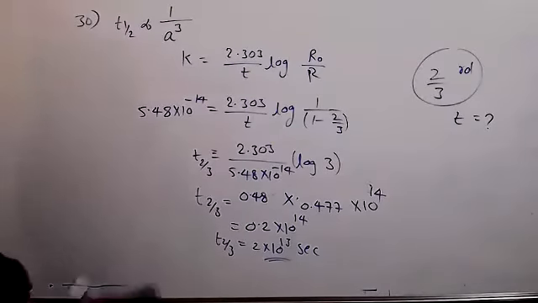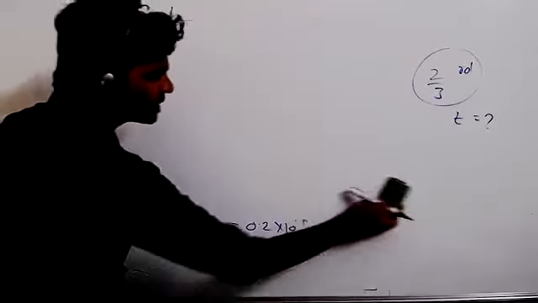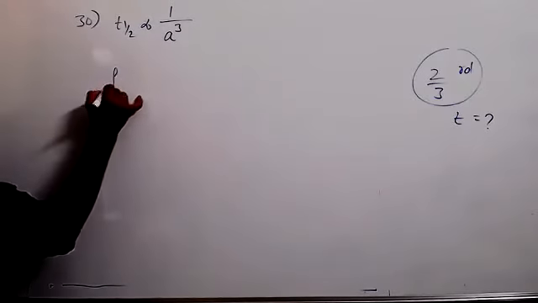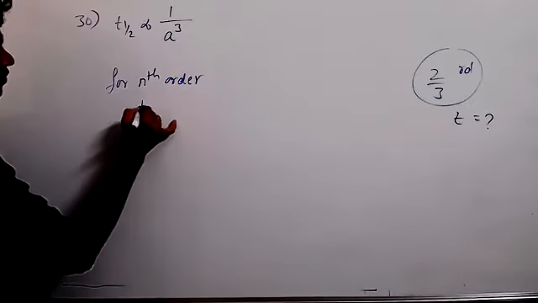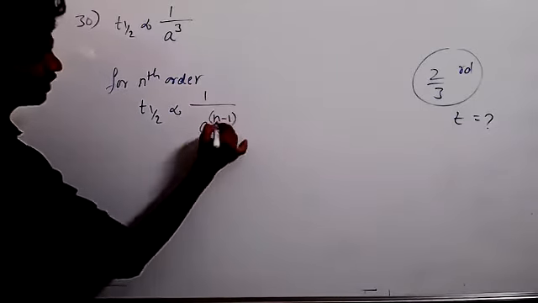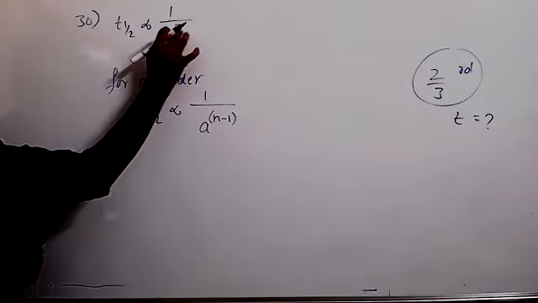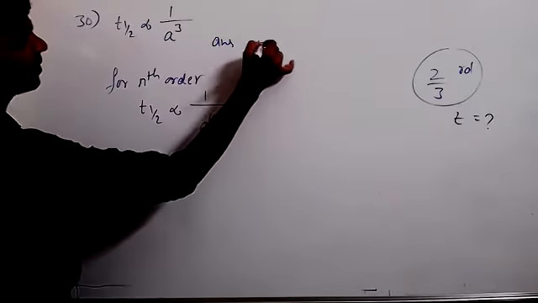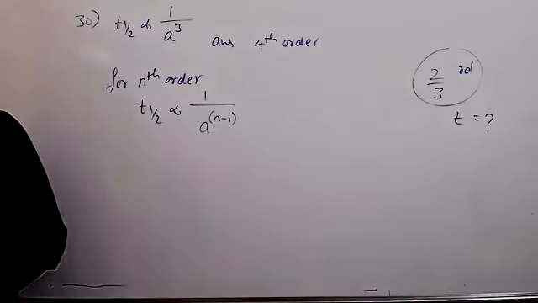4. Very good. I gave you one relation for nth order. What is half-life? For nth order, half-life is inversely proportional to 1 by a power n minus 1. Here we got n minus 1 value 3, means n value must be 4. That's why only here we're getting 3. So n is order. So answer is 4th order. Option A is correct.